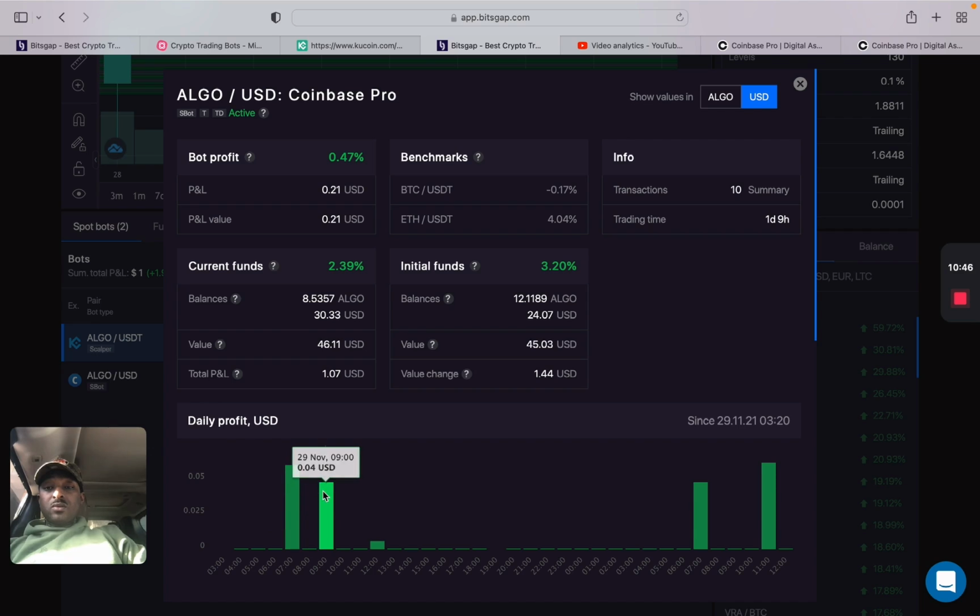So 6 cents, 4 cents here. Technically it made money, but it was less than 1 cent, so it counts as 0, but it was actually a profit. 4 cents, 6 cents, right? So these are all profits that I made over the last 24 hours on this one bot.